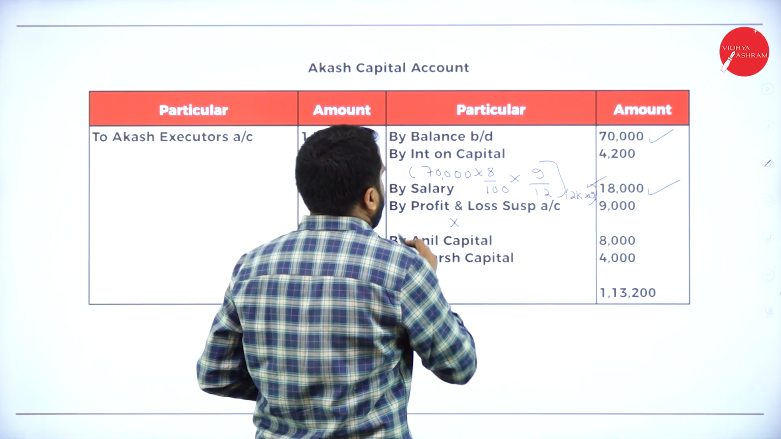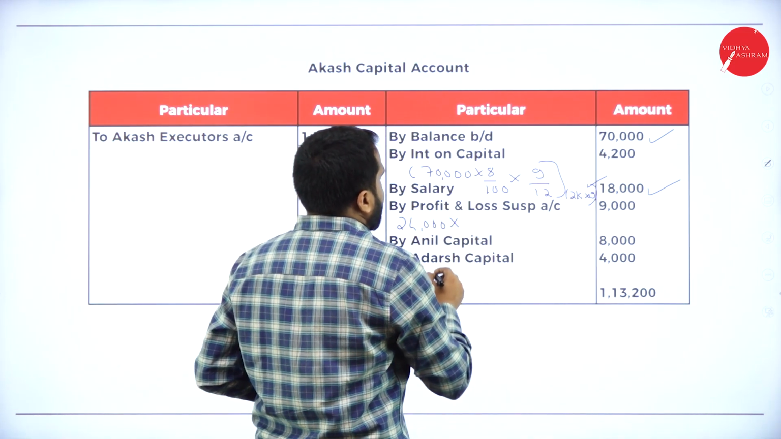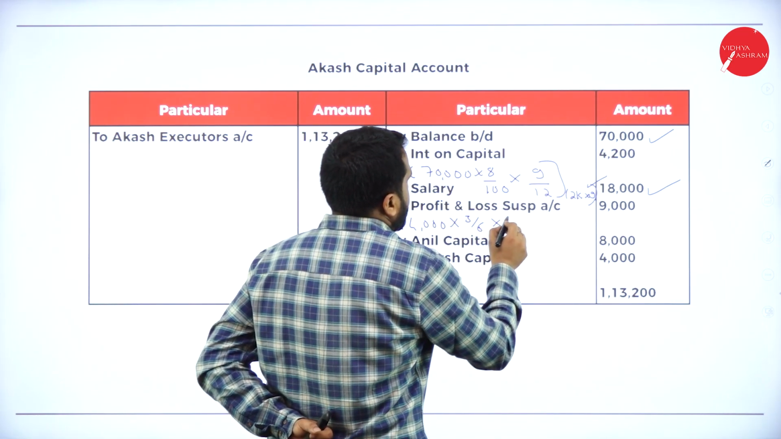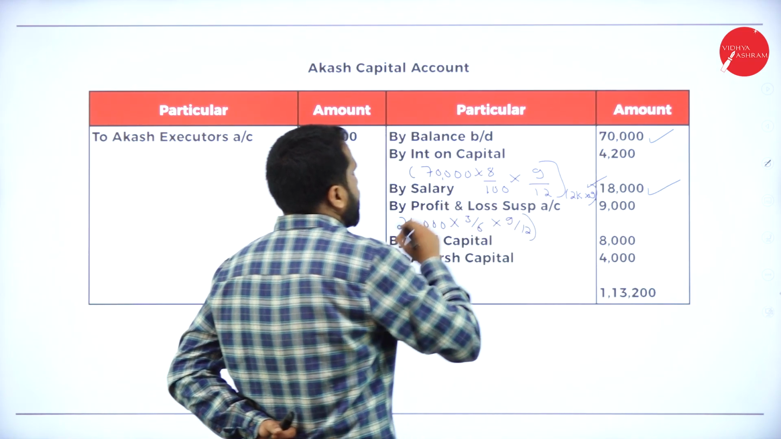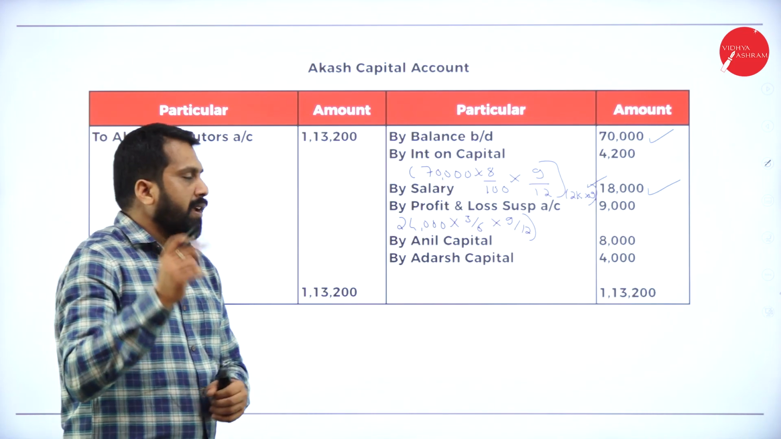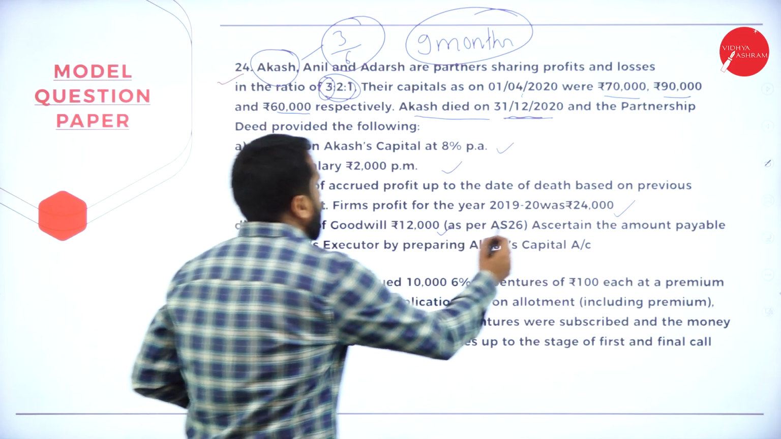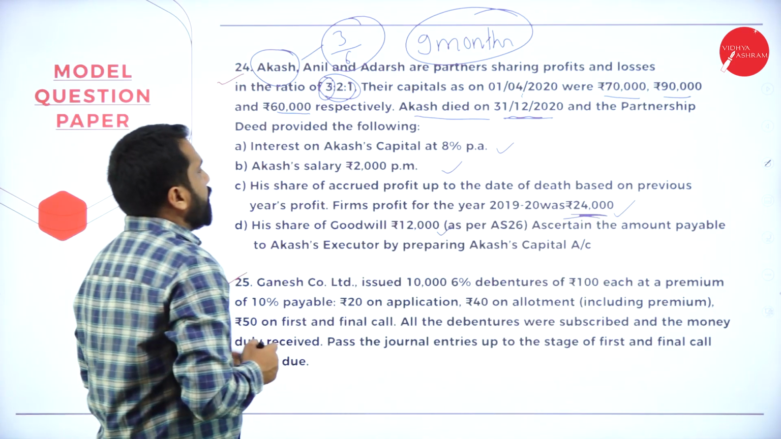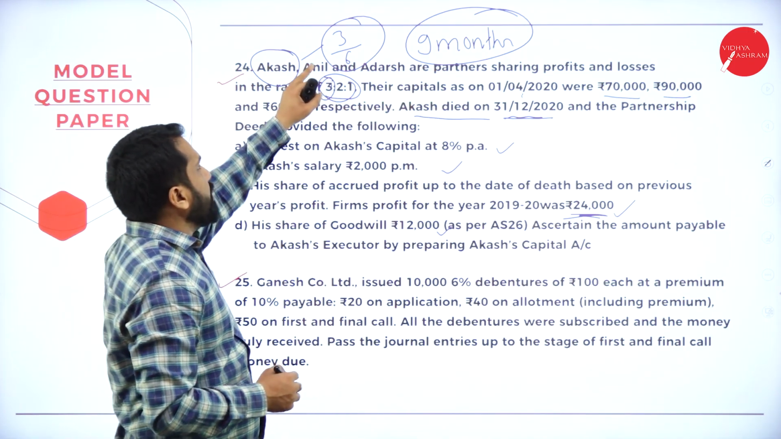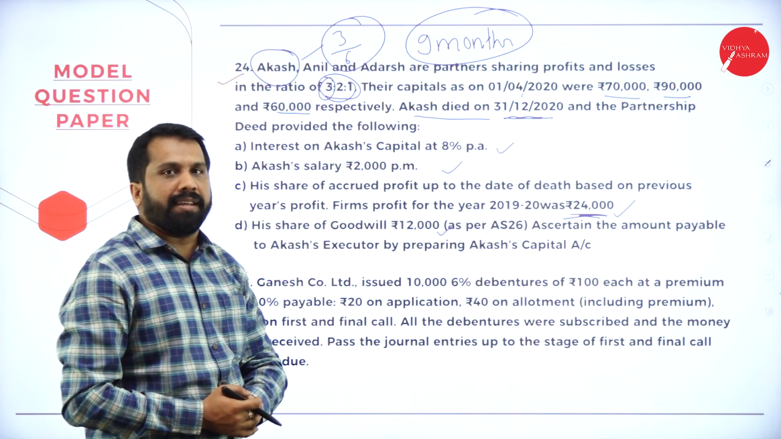Profit and loss suspense account also same thing. They have calculated 24,000 is a profit into what is the ratio he has? 3/6. How many months he was alive? 9/12. Like this you are supposed to calculate his profit. Hope you are clear. Again I'll show you the question. So what is the profit they have given? 24,000. And what is the number of months he was alive? 9 months. What is his ratio? 3/6. According to this, you have to calculate.